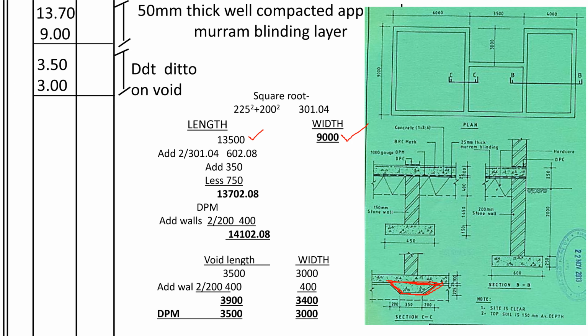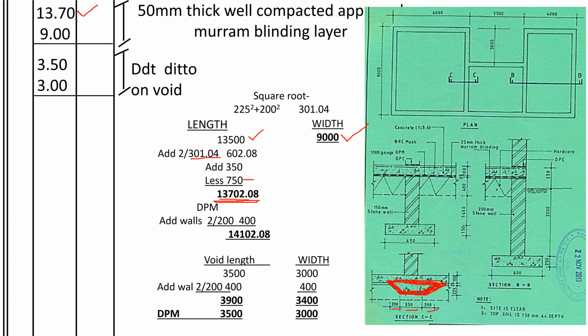Then 301.04 is the hypotenuse for this triangle, and 301.04 the hypotenuse for this triangle. That's why we are multiplying by 2. Then we add this 350 down here. Then we shall subtract this total length here, which is 200 plus 350 plus 200, which is 750. So the total length shall be 13,702.08. That's why we write here 13.70.